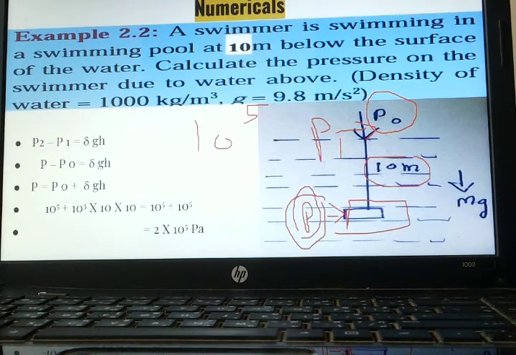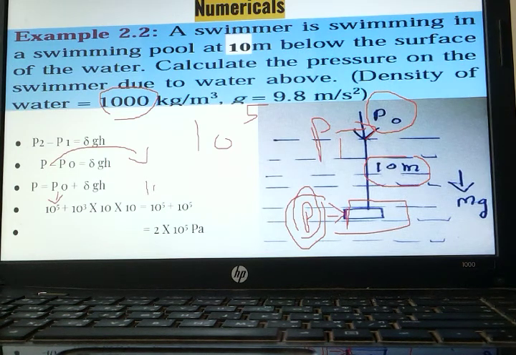So in place of P0, I have taken this to this side. It was minus over here, and after moving over here it has become plus. I have substituted P0 as 10 raised to 5. Rho is the density of water, that is 1000 only. g, acceleration due to gravity, again I am taking as 10. And this person is swimming 10 meters below, so h is 10. Over here 10 raised to 3 is already there.